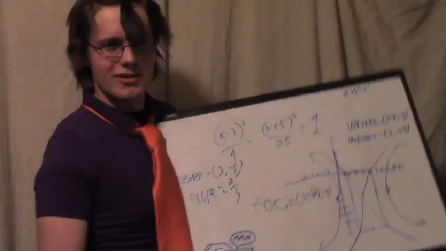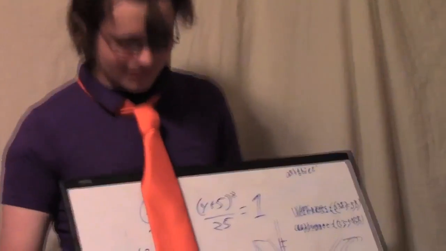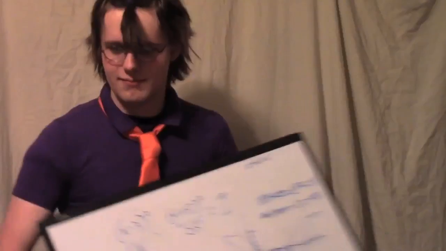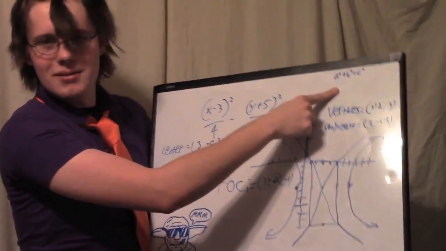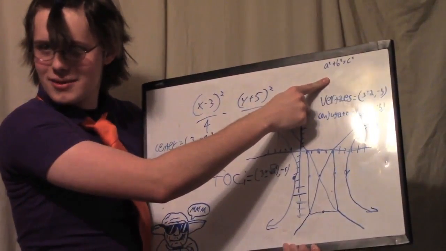Now you're probably wondering how I got all of this. Hello, darkness, my old friend. Well, you see, we use the tactic a squared plus b squared equals c squared.